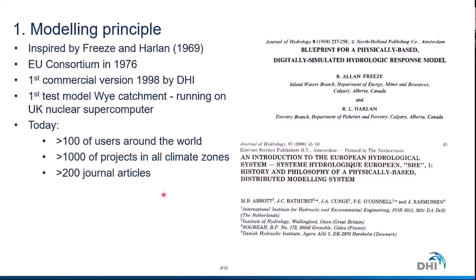So what is the history of MIKE SHE? Actually, it goes back to 1969, where a blueprint by a European consortium was drafted in 1976, and that describes this fully integrated approach where you really would like to consider all the hydrological processes within one model system. Since then, it has developed a lot, actually since 1998 by DHI. So we are hosting this model, and up to today, it has way more than 100 users, more than 1,000 projects in all climate zones, and more than 200 published journal articles. So this is really a proven system, and it's widely used all over the world already.